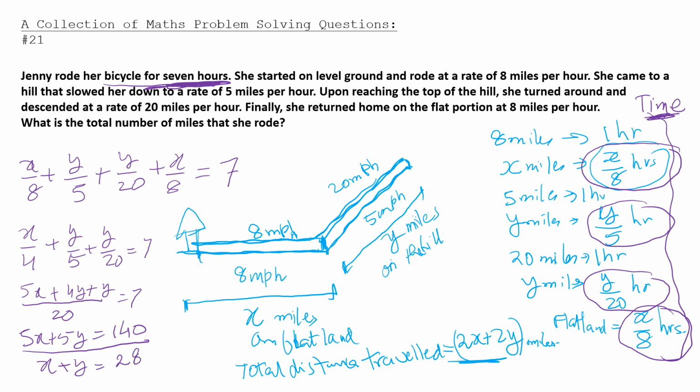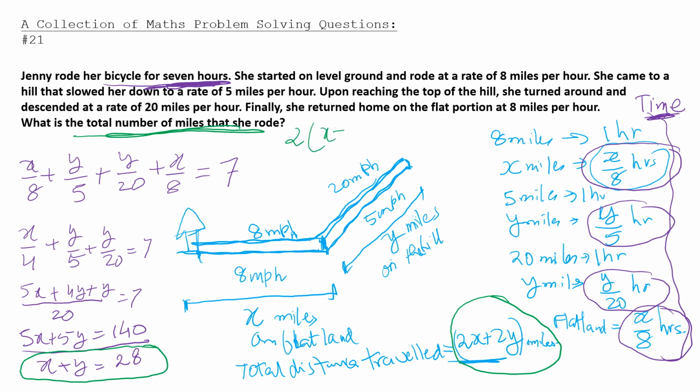So if x plus y is 28, what we have to find is 2x plus 2y. So we can say that the total number of miles she has ridden is twice of x plus y, and that is twice of 28, and that is 56 miles. And this is our answer, 56 miles.